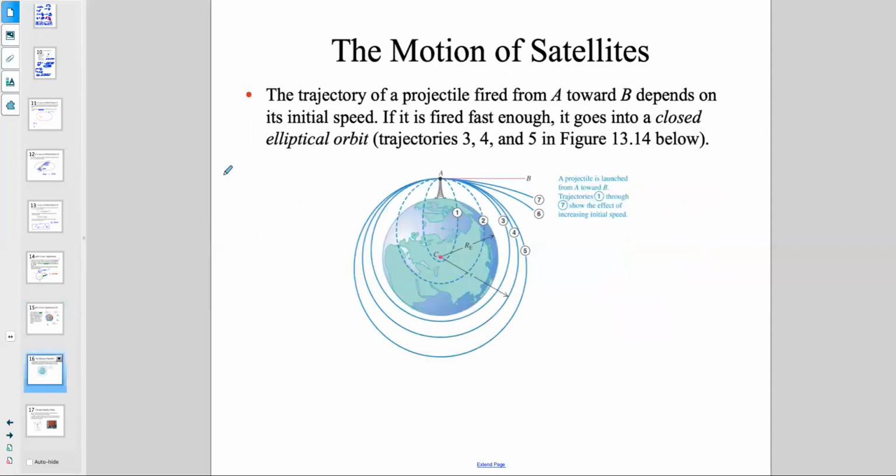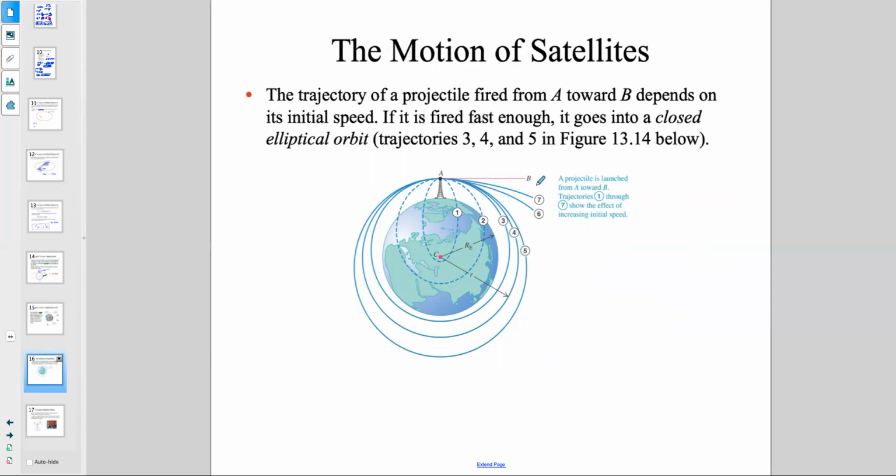The motion of the satellites. The trajectory of a projectile fired from A towards B. So I have A right there on top of a tower, and B is right there, so kind of a horizontal launch. From A towards B depends on its initial speed. If it is fired fast enough, it goes into a closed elliptical orbit, in other words, something like 3, 4, and 5.